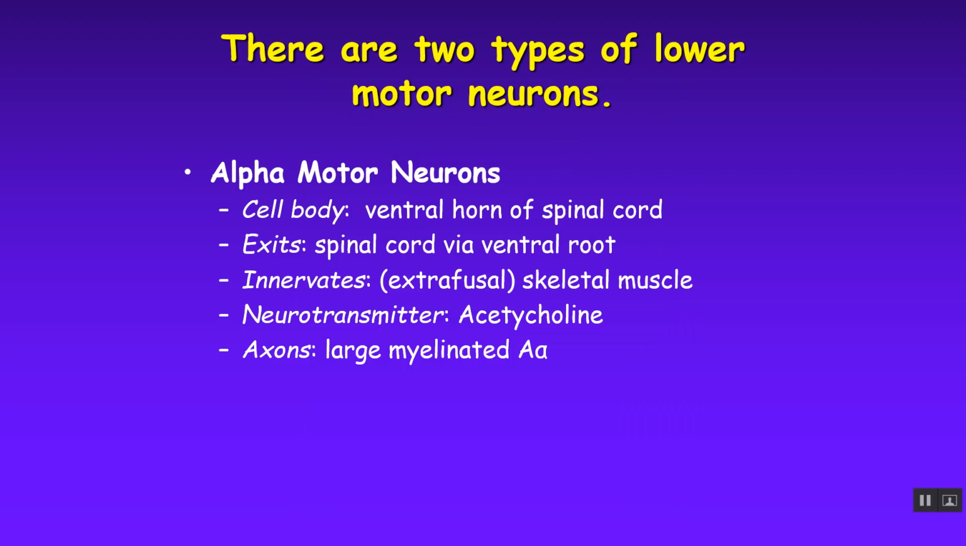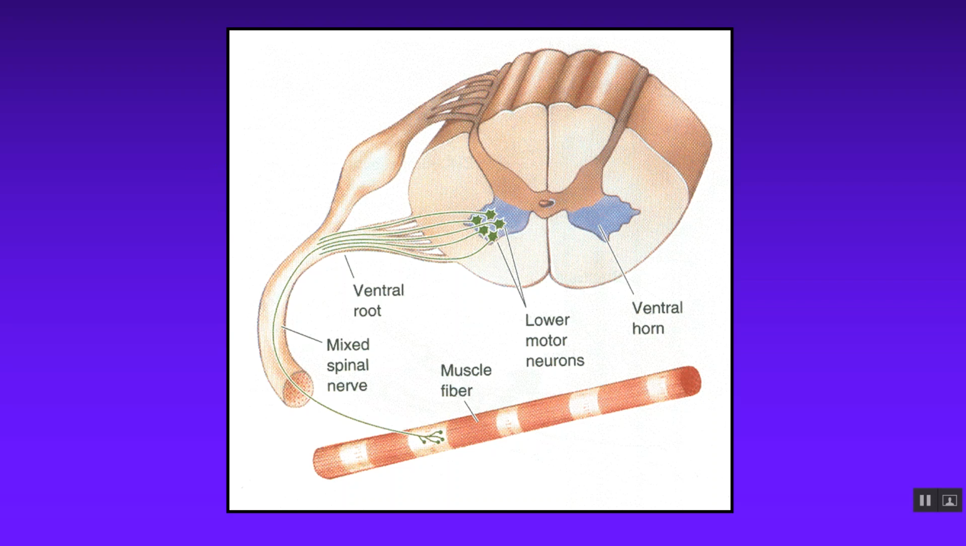Alpha motor neurons. That's the one that starts in the ventral horn, exits the spinal cord via the ventral root, and innervates skeletal muscle. The neurotransmitter it uses is acetylcholine at the neuromuscular junction. The axon coming from an alpha motor neuron is large and myelinated, and it's called an A alpha. Just like we had classifications for sensory neurons like C's and 1A's and A betas, this is an A alpha. That's why it's an alpha motor neuron. It's an A alpha motor neuron, large and myelinated. This is just showing you.